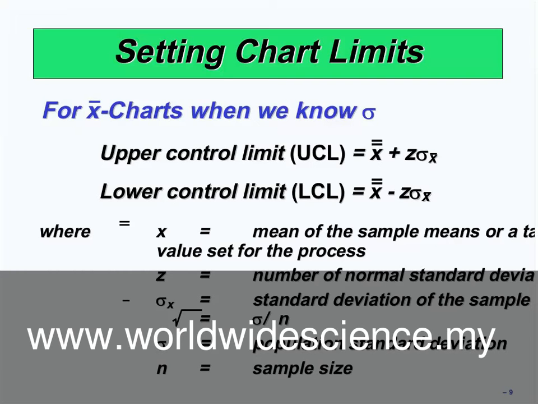So in the X bar chart, we should first calculate the upper control limit, UCL equals X bar plus Z sigma X bar, and the lower control limit, LCL equals X bar minus Z sigma X bar. X, Z, sigma X, and N have all been defined here. X bar is the mean of the sample means, or the standard value set for the process. Z is the number of normal standard deviations.